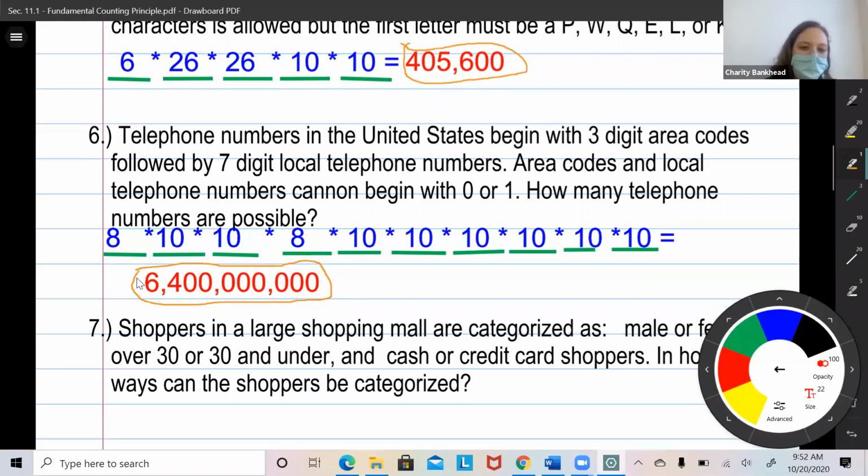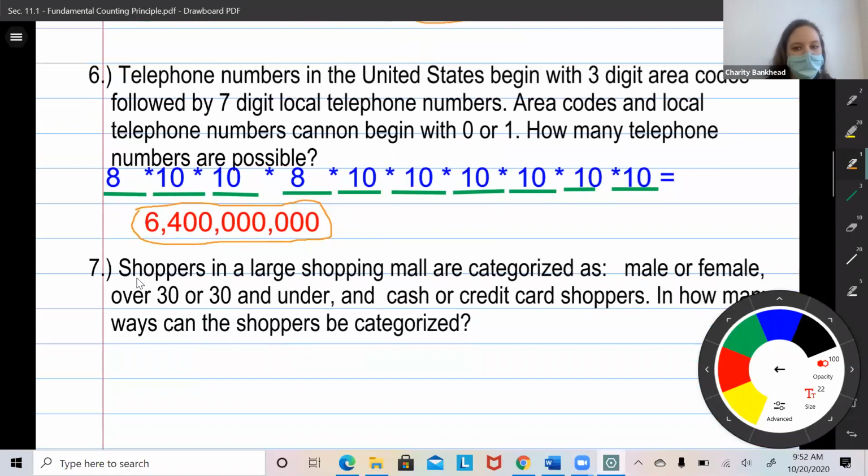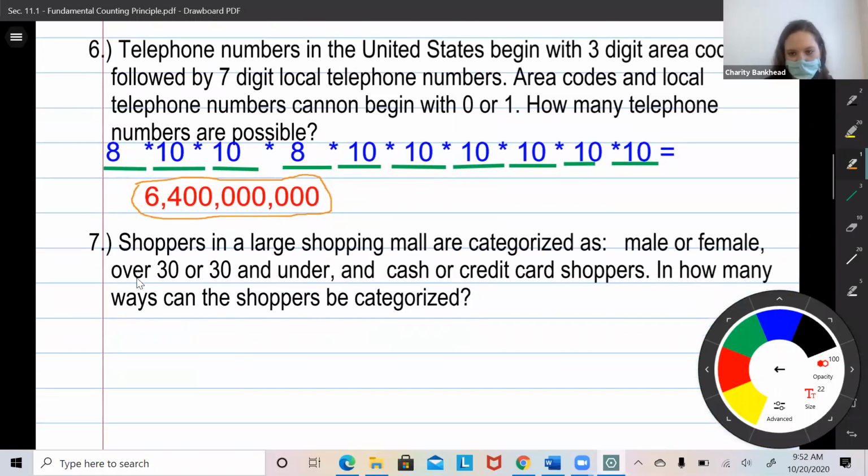So 6,400,000,000. Yeah, so there's a lot of really big numbers in this chapter.